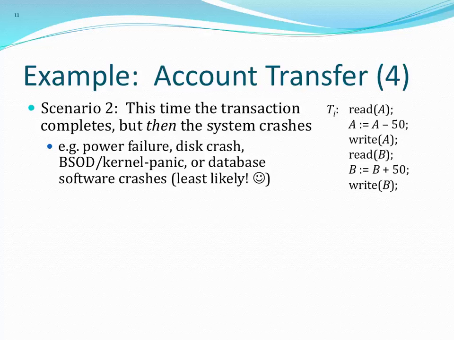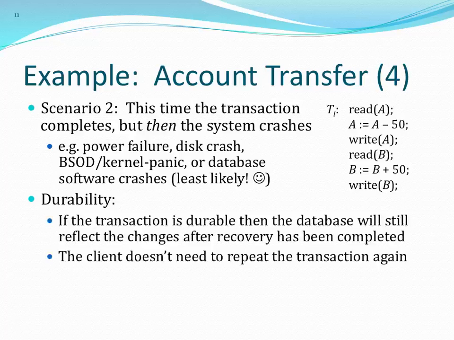So let's say that we have another scenario where both operations complete, and then the system crashes. So now we wrote A and we wrote B, but then the system dies in some way. So durability says, what I'm saying here is that T sub I completes. So we're saying that the client issued a commit, and the database came back and said, yes, I have committed your work. All of those changes are going to be here. And then the system crashes. When it restarts, that better be there. That's what I'm saying here.